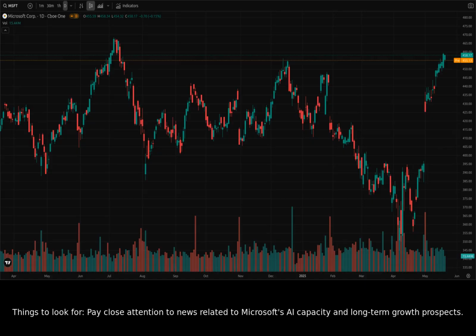Things to look for: pay close attention to news related to Microsoft's AI capacity and long-term growth prospects. Any negative updates could reinforce the bearish sentiment.